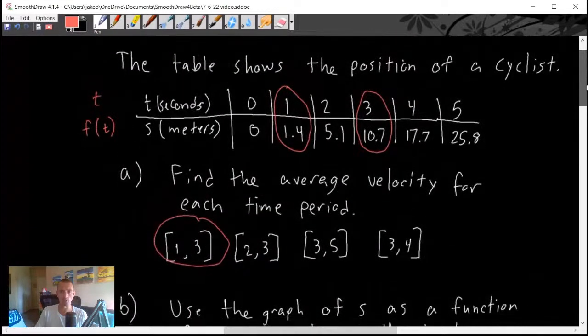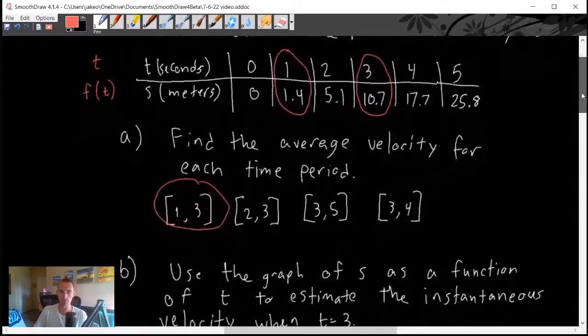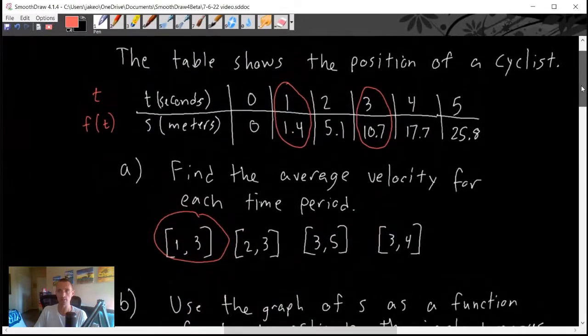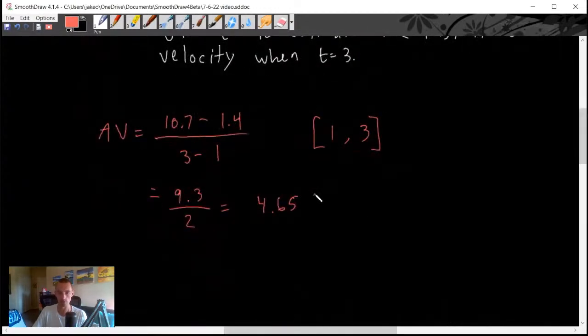So the other thing that you want to keep in mind is your units. So the units for average velocity is always just going to be the output of whatever your original function was. So our original function had an input of seconds and an output of meters. So the units of our average velocity is going to be the output of our original function divided by the input of our original function. So meters divided by seconds. So meters per second. Let me actually just confirm that real quick.